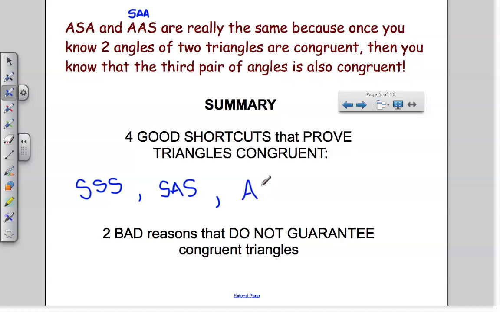And today we had 2 angles and a side, whether the side is between or included with those two, meaning angle, side, angle, or whether the side is not included, meaning angle, angle, then side. Those are all valid shortcuts to prove that triangles are congruent.